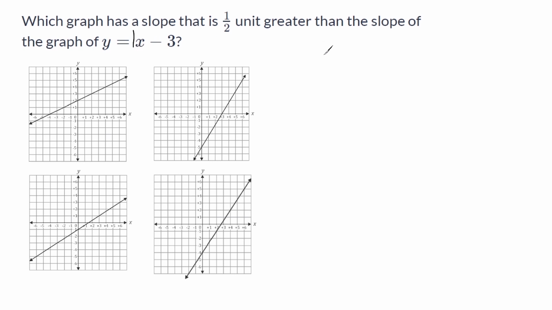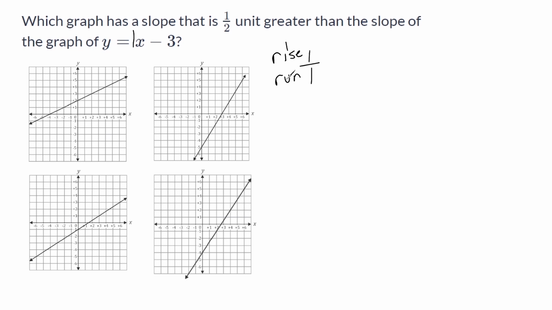Now remember, slope is the rise over the run. So whenever you have a single digit or a whole number for slope, you can just go ahead and put 1 as a denominator. So we would say that with this equation here, the rise is 1 and the run is also 1.